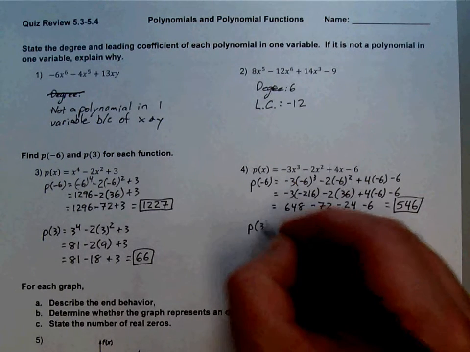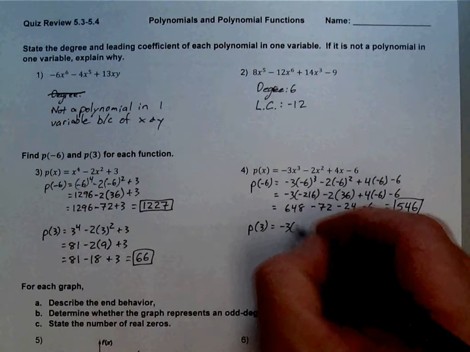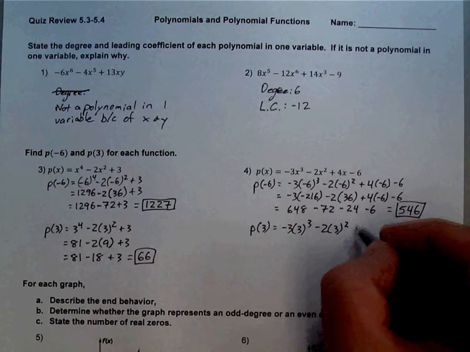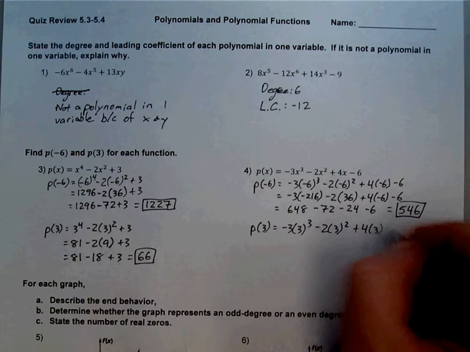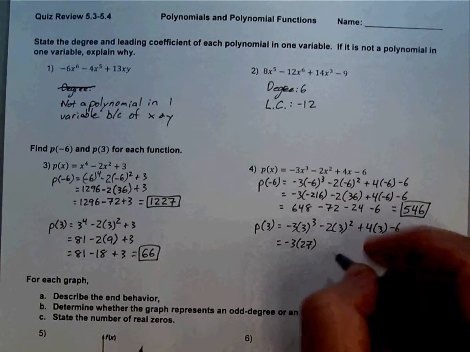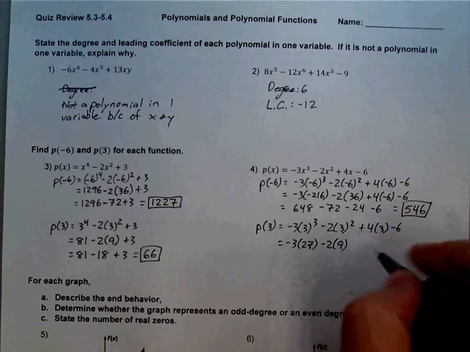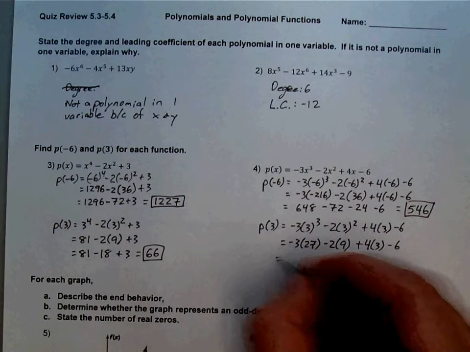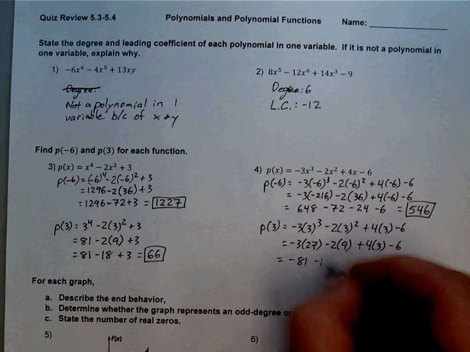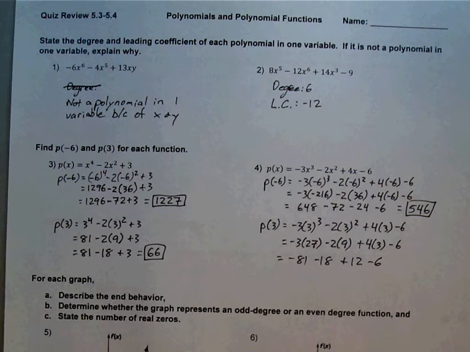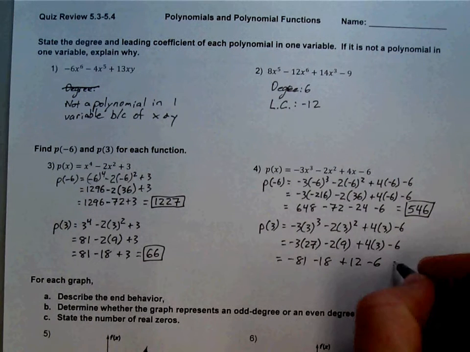And then we do p of 3. Negative 3 times 27 minus 2 times 9 plus 4 times 3 minus 6. Negative 81 minus 18 plus 12 minus 6 is negative 93.